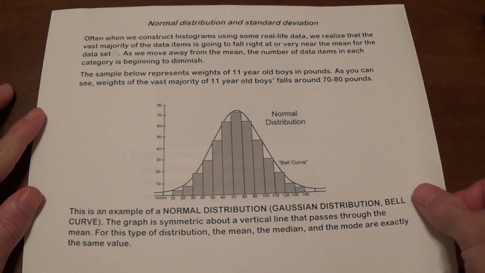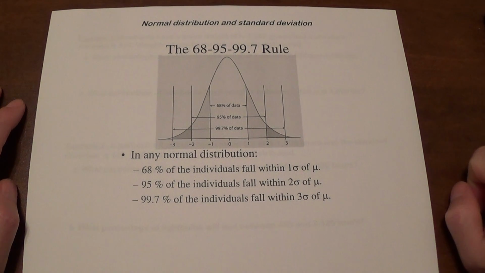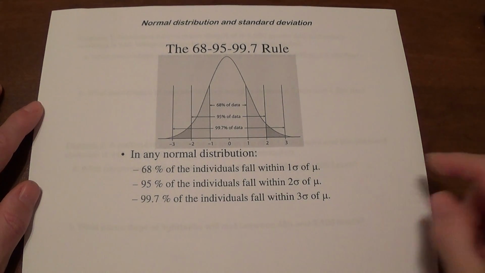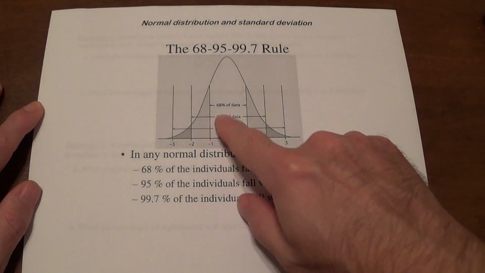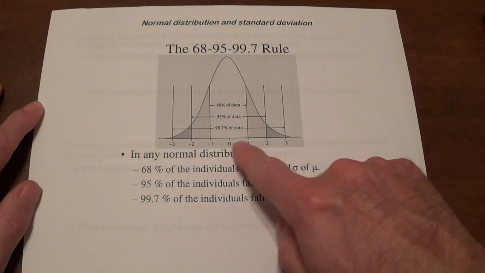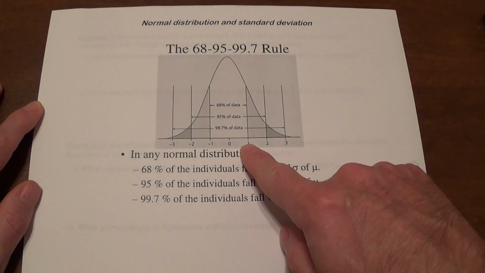So what do we need to know? There is one rule that we use as a good estimation tool. It's called the 68, 95, 99.7 rule. What it says is that when you deal with data like that, about 68% of the data is going to fall within one standard deviation of the mean. So this is one standard deviation below, this is one standard deviation above.